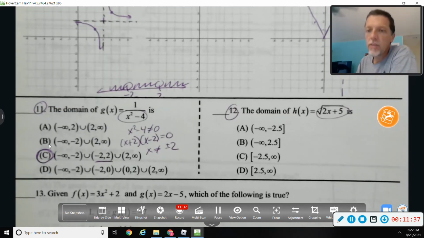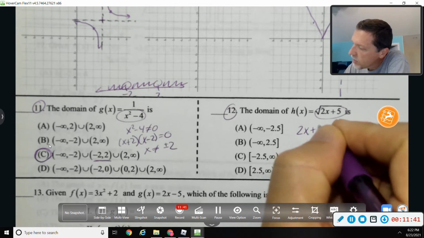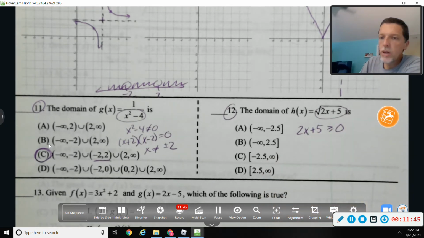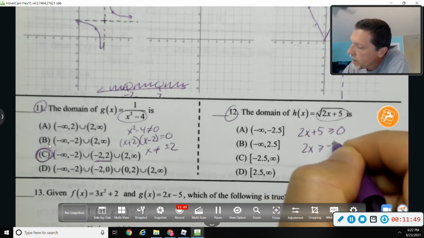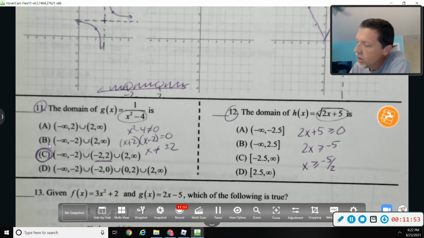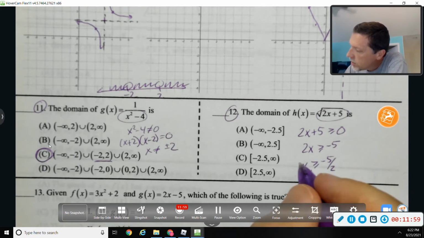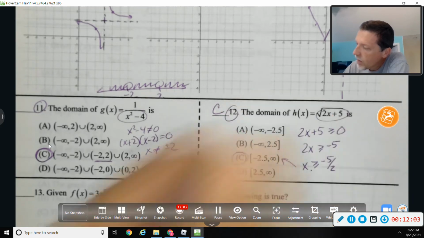Number 12, square roots. Well, you can't square root a negative number, so 2x plus 5 has to be greater than or equal to 0. 2x greater than or equal to negative 5, x greater than or equal to negative 5 halves. Number line if you need it, but most of you can get from here to here without having to draw a number line.